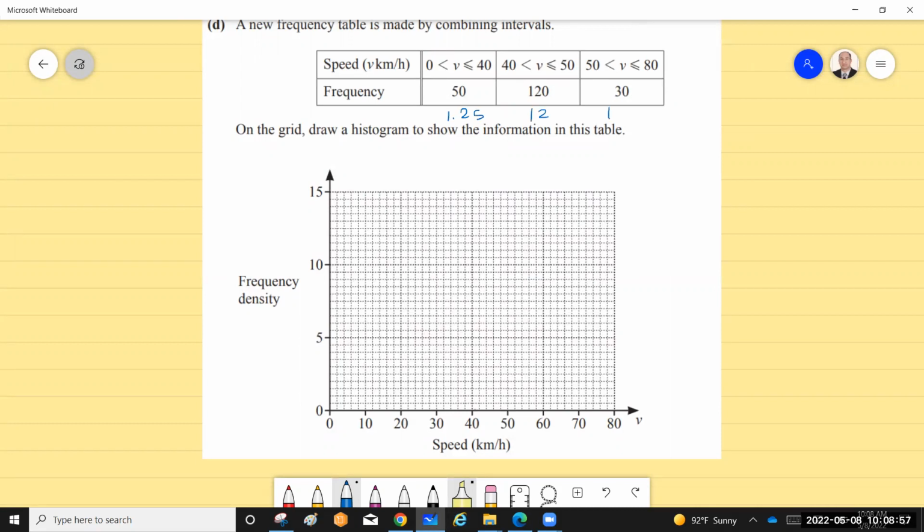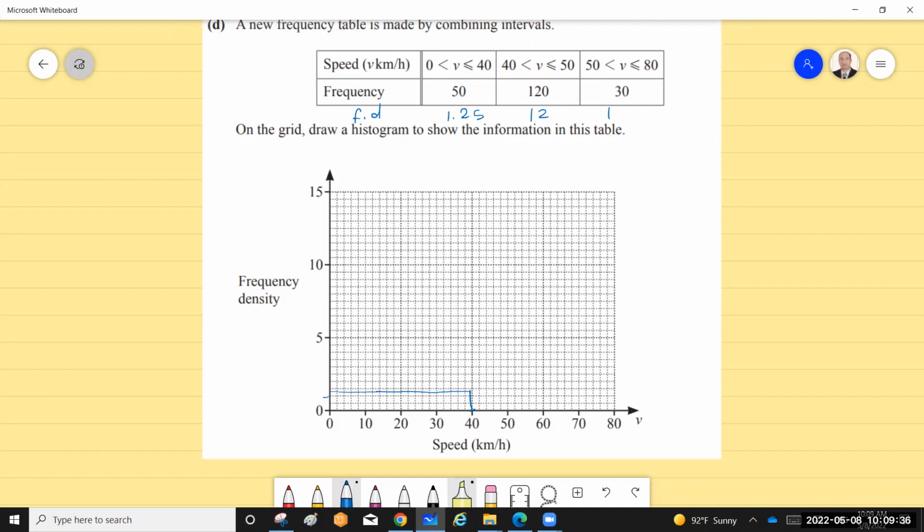From 0 to 40, the height: I have here 10 millimeters representing 5. So each 2 millimeters now represent 1. I want to calculate 1 1/4, so just in the middle of the 30 millimeters, you can use a calculator to get a neat drawing. Okay, the second set from 40 to 50 is 120, and the frequency density is 12. Just go to the 12.